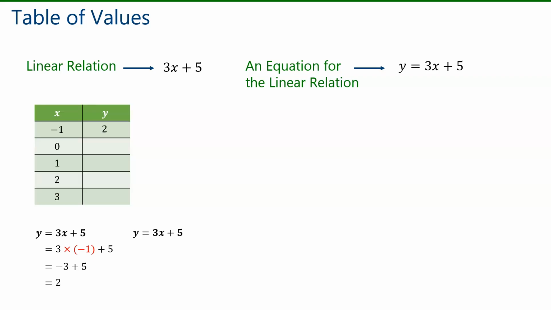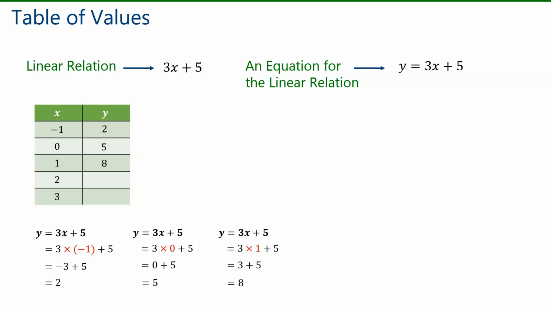We'll repeat the process for x equals 0. So 3 times 0 equals 0, and 0 plus 5 equals 5. So the second value for y is 5. We'll repeat it one more time. y equals 3x plus 5. Substitute x equals 1 into the equation. 3 times 1 equals 3. And 3 plus 5 equals 8. So the third value in the table is y equals 8.